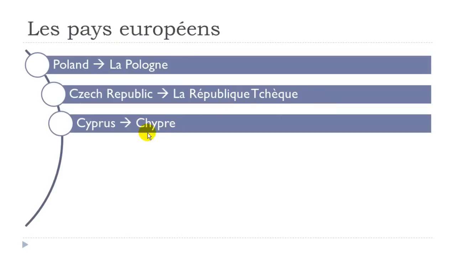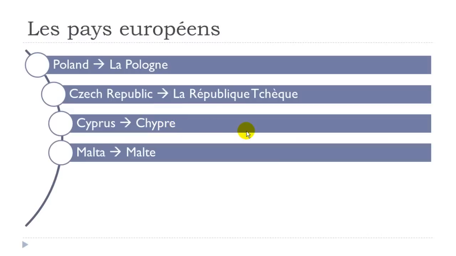Chypre. Chypre. So remember, we've got this Y letter here, but then phonetically when you pronounce it, it's like I, okay? Chi, Chypre. Okay? Malte. Same thing here, you don't insist on the final E. Malte. Malte.